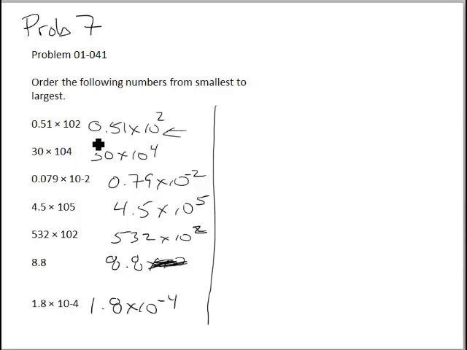okay, here's the way I suggest that you think about this, that you just want to express this in normal notation. This is times 10 to the 2. That's the same thing as multiplying by 100. 0.51 multiplied by 100, we're going to move that decimal 2 places this way, and that becomes 51.